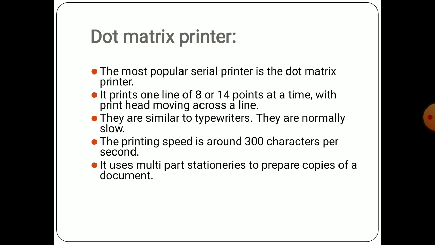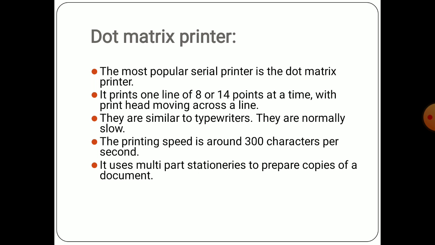So the next printer we'll study is the dot matrix printer. The most popular serial printer is your dot matrix printer. Serial means it continuously starts giving you the print. It prints one line of 8 to 14 points at a time, with the print head moving across the line. Means it prints line-wise, but in one line it can print 8 to 14 points at a time. They are similar to typewriters, but normally the speed is very slow.